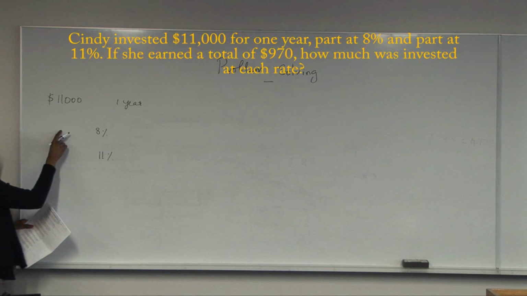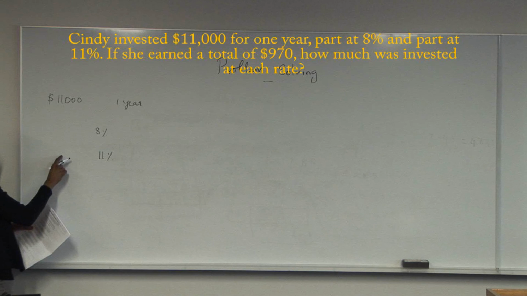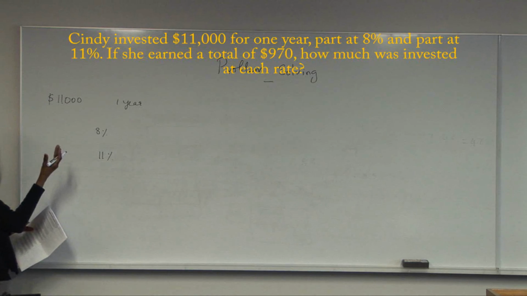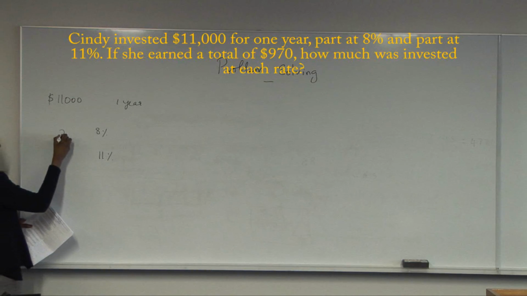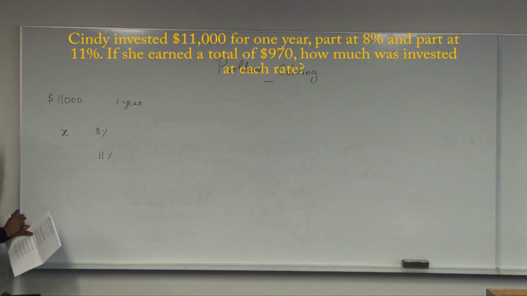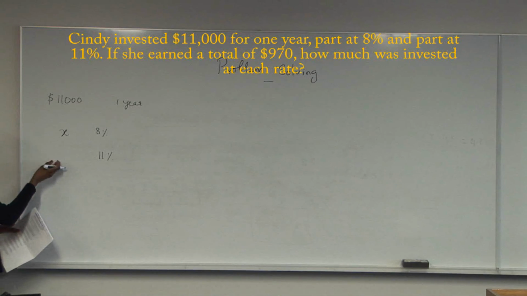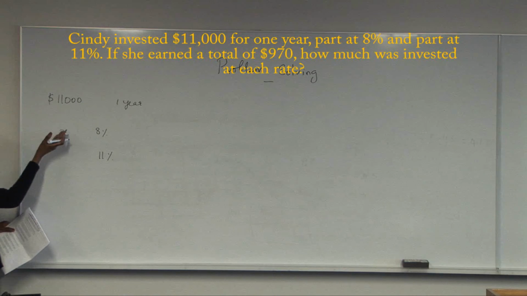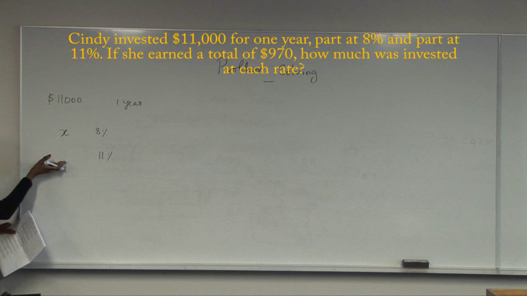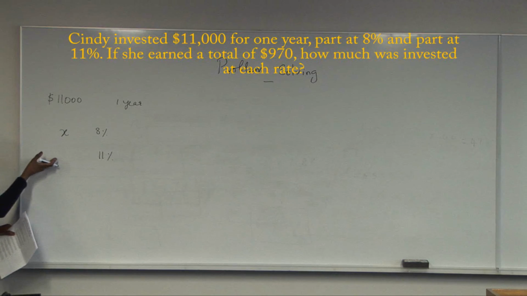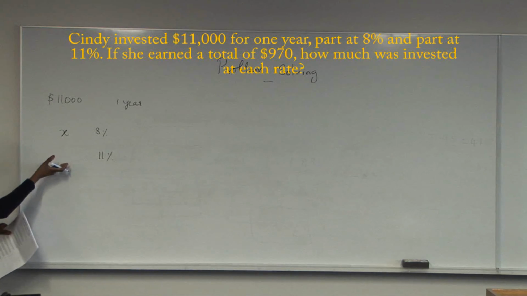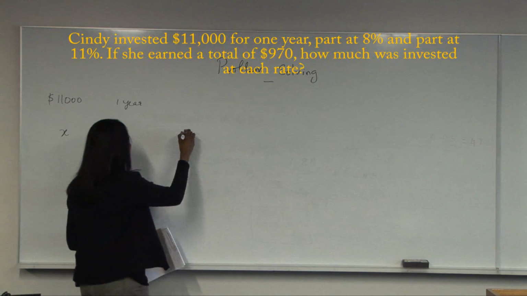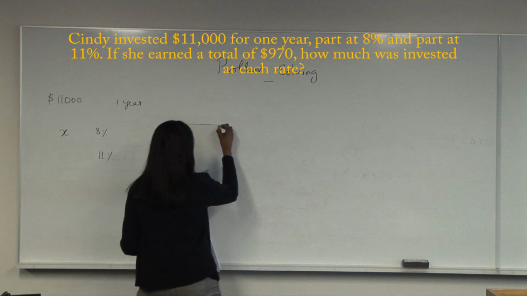So we don't know how much she invested here and the rest here, right? So let's keep one as X dollars. And the other one is going to be the rest. If she invested X dollars here, how much will she be investing here? This would be total minus this, so 11,000 minus X. So let me do the chart here. That would make it easier for you to see.